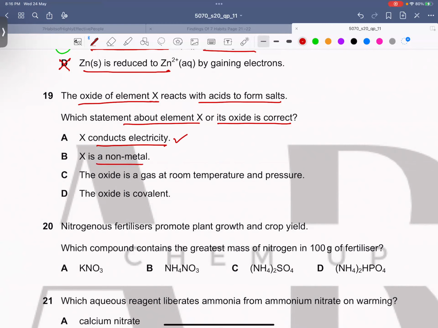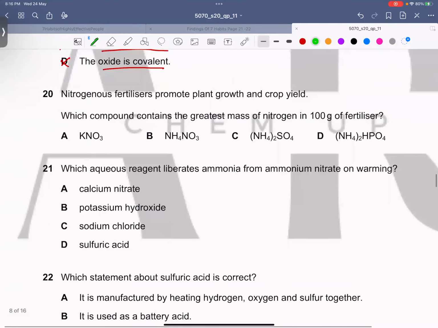X is a non-metal, completely wrong. The oxide is a gas at room temperature. Metal oxides are ionic compounds. They are solid at room temperature. The oxide is covalent. Again, they are ionic. Okay. So A is your correct answer. Is this clear to everyone? Yes, Abdullah, Rayan, Hassan, and Asad.